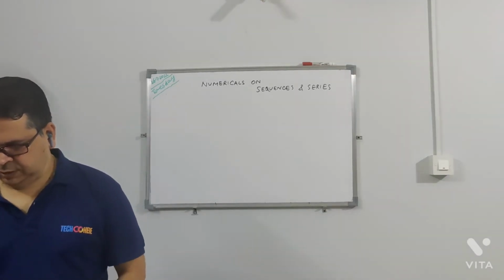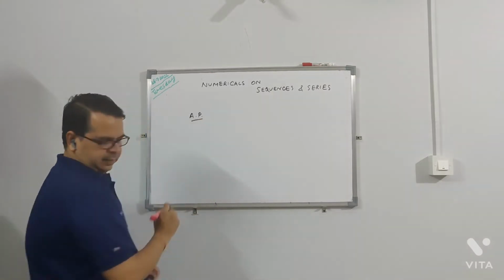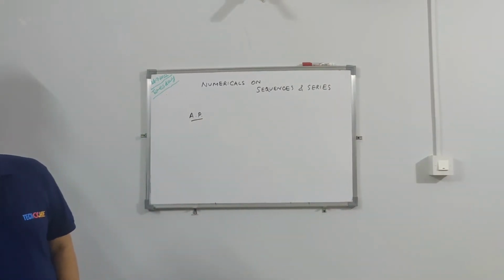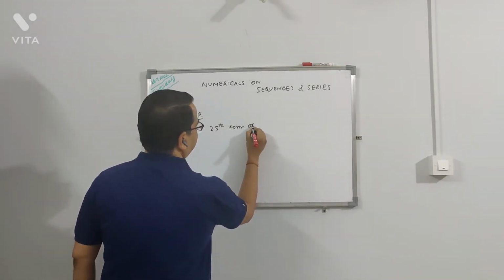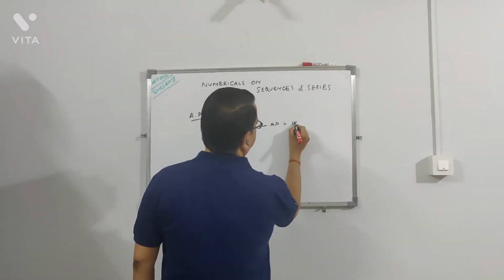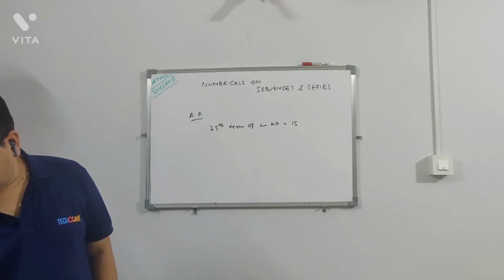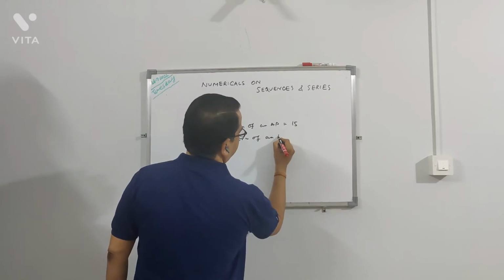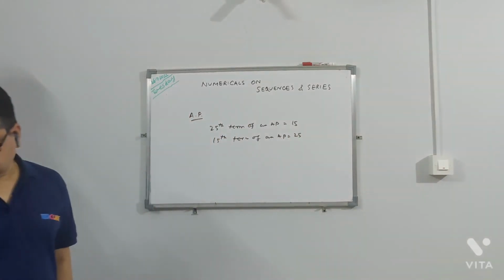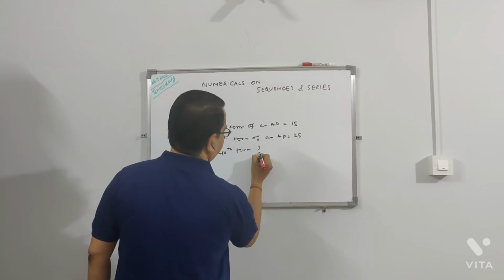So this is one arithmetic progression question. The 15th term of an AP is 25, and the 25th term of an AP is 15. Then what will be the 40th term?